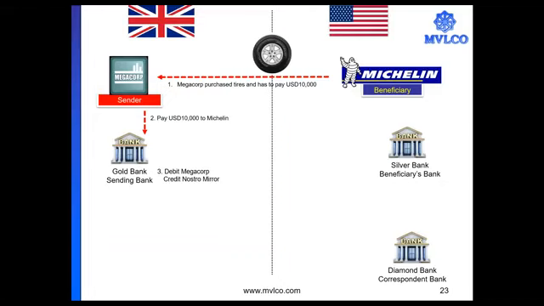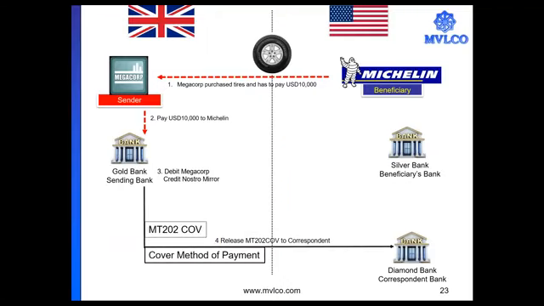In the earlier example, Gold Bank created an MT103 and from Gold Bank in UK, that MT103 went all the way to Diamond Bank in USA. Instead of that, Gold Bank creates an MT202 cover and sends it to Diamond Bank and creates an MT103 but sends it directly to the last bank in the payment chain, which is Silver Bank. So instead of sending this MT103 from Gold to Diamond and then from Diamond to Silver, we have sent it directly from Gold to Silver.